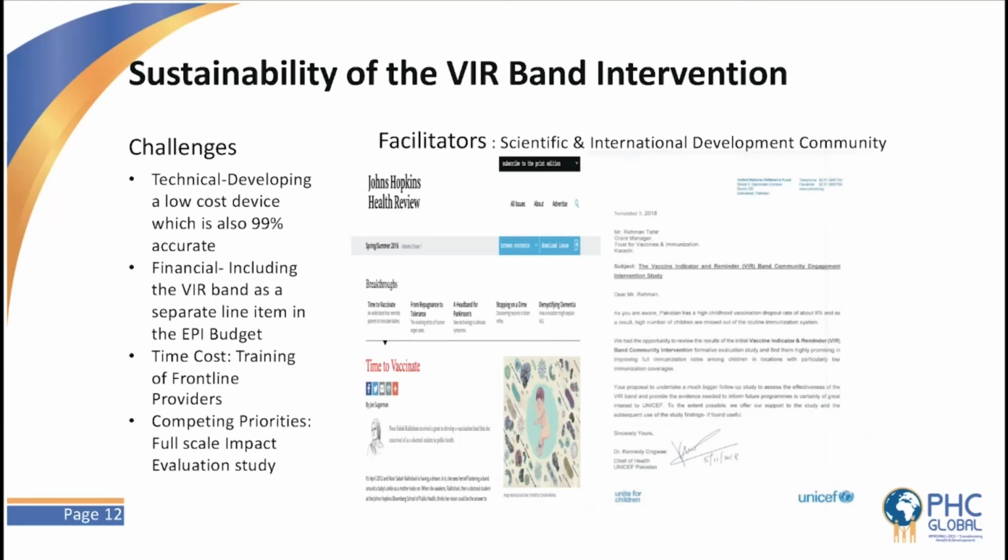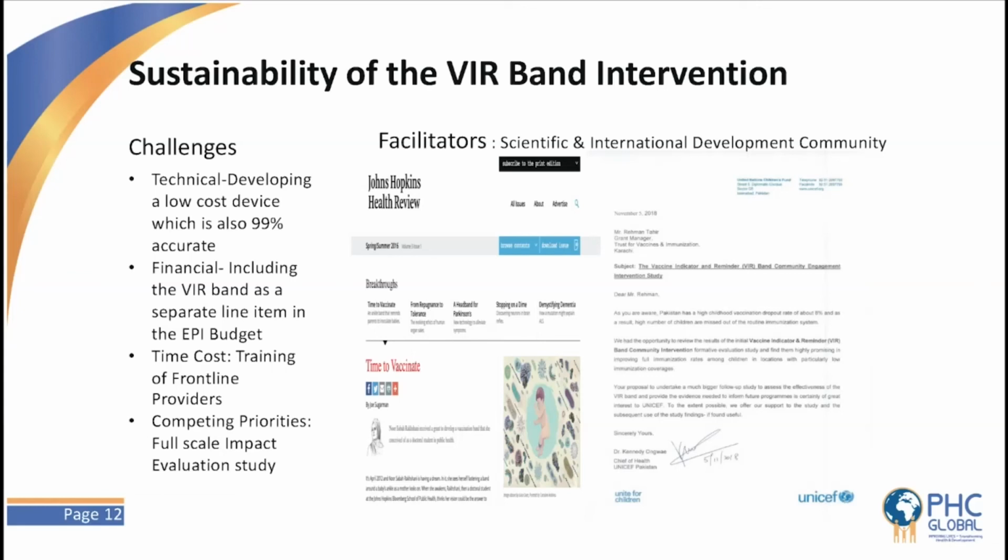However, once we ensure that we have a 99% accurate time indicator, which is also low cost, there will be no holding back of the VIR band intervention and scaling it up. The financial and time cost are some of the other challenges in conducting a full-scale RCT and impact evaluation. But we are optimistic, as during our intervention our results were cross-checked by development partners and they were very supportive.